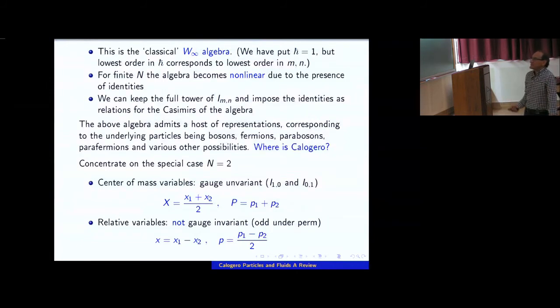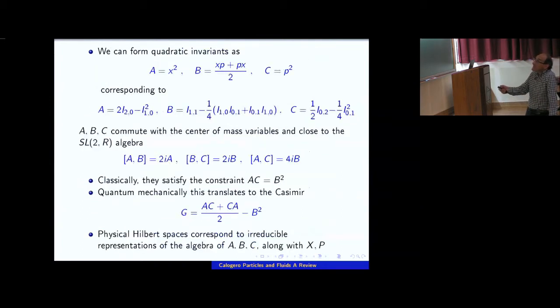To see how this works in the simplest case, consider the special case N equal 2. There the center of mass coordinate and momentum are clearly permutation invariant. The relative coordinate and momentum are not invariant, but you can define their squares and their product like that. X is now the relative coordinate and P is the relative momentum. So these are clearly now permutation invariant. And the algebra of these three quantities, A, B, C, and the previous ones, closes. The center of mass, of course, commute among themselves, but the relative quantities A, B, C form this algebra.